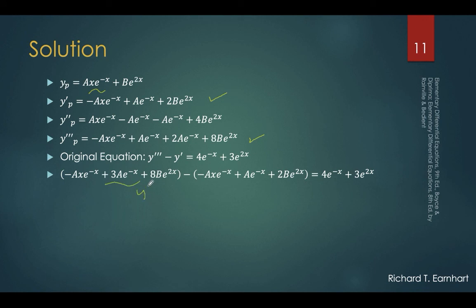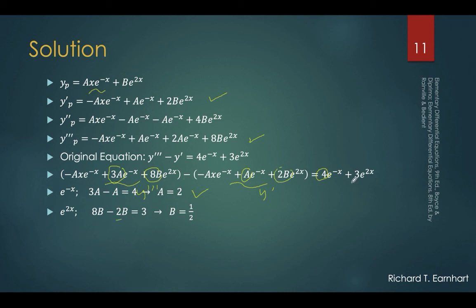So this is your y triple prime, and this is your y prime. Now, let's start with e to the negative x. You have 3a here, and then a times negative 1. On the right hand side, you have 4, and that gives you a equals 2. And then for e to the 2x, you have 8b here, and then negative times 2b, you have negative 2b. On the right hand side, you have 3. And that gives you b equals 1/2.